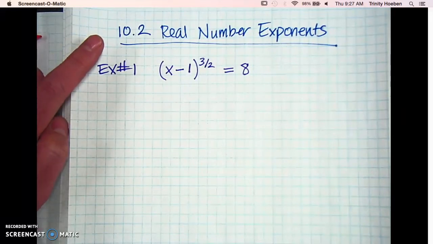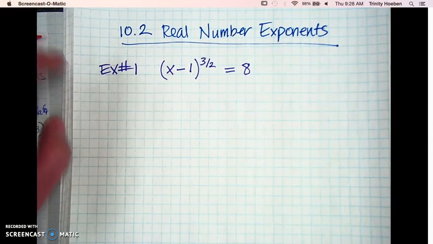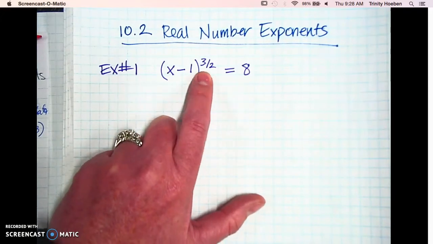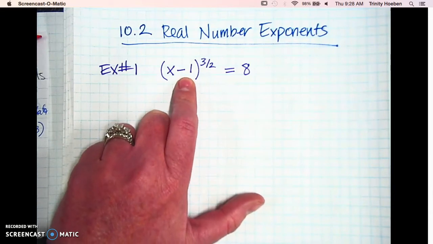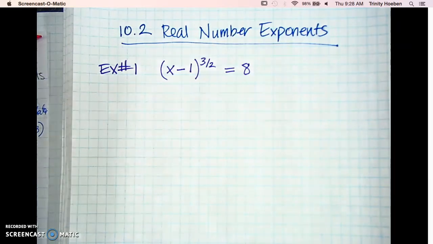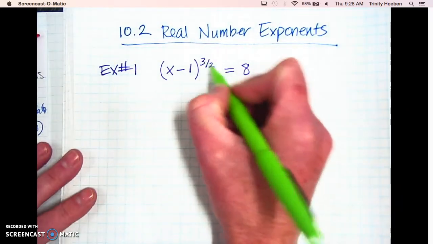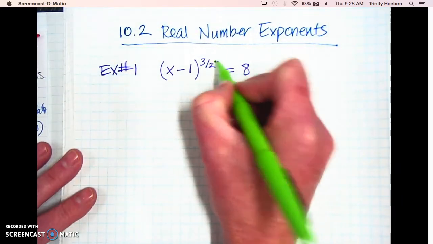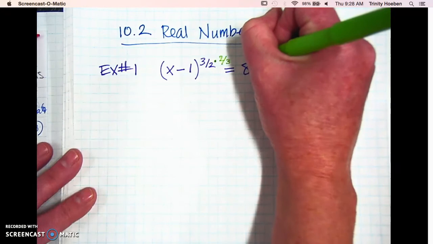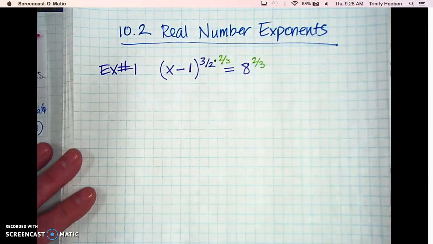All right, so today we're going to do 10.2, which is called real number exponents. So we're going to take equations set up like this, and instead of finding x minus 1 to the 3 halves power, we're going to actually multiply both sides by the reciprocal of this power. So if the power is 3 halves, I'm going to multiply by 2 over 3 over here, which means I also need to multiply 8 to the 2/3 power. Okay? You're going to see why in just a second.